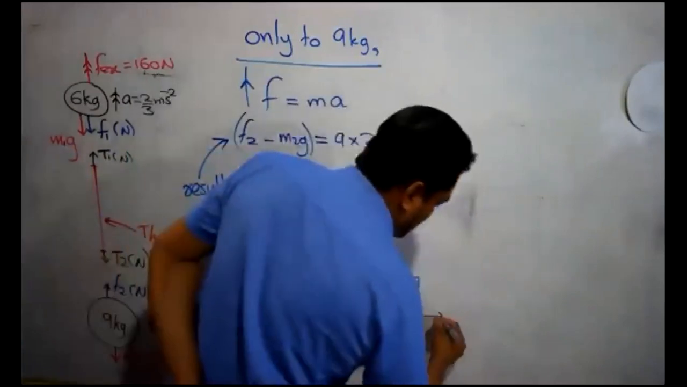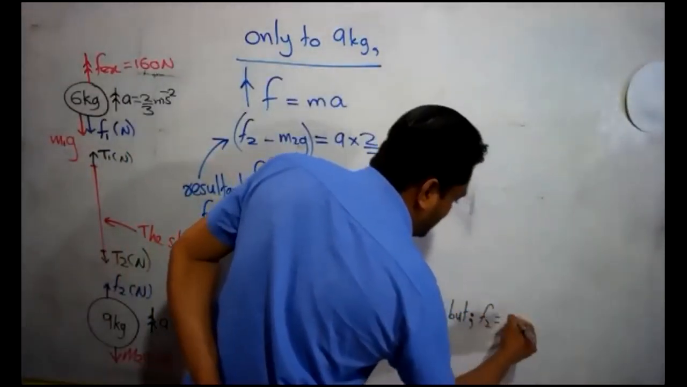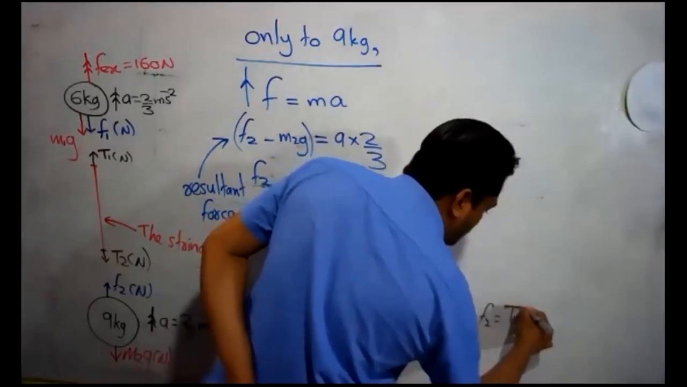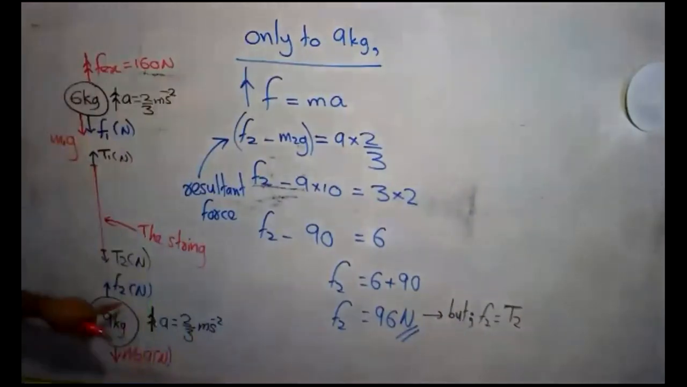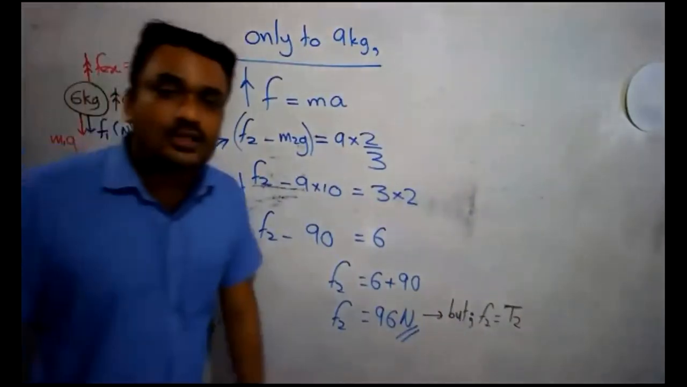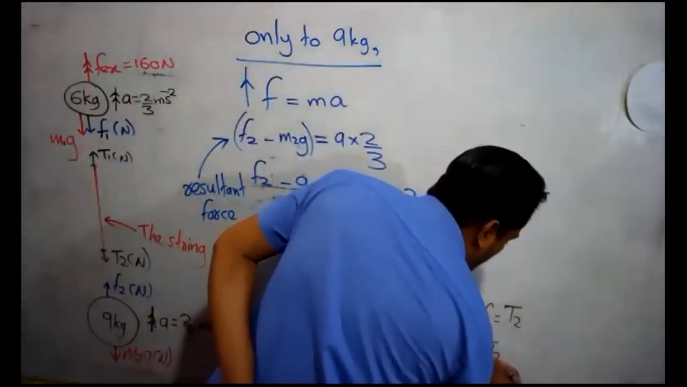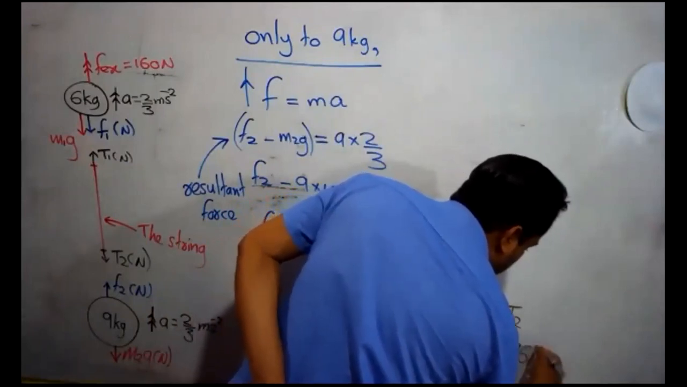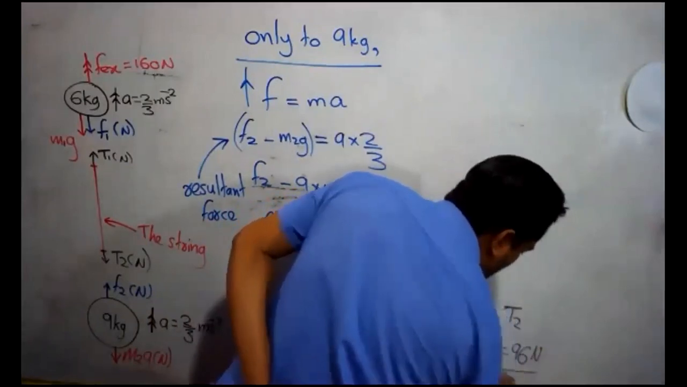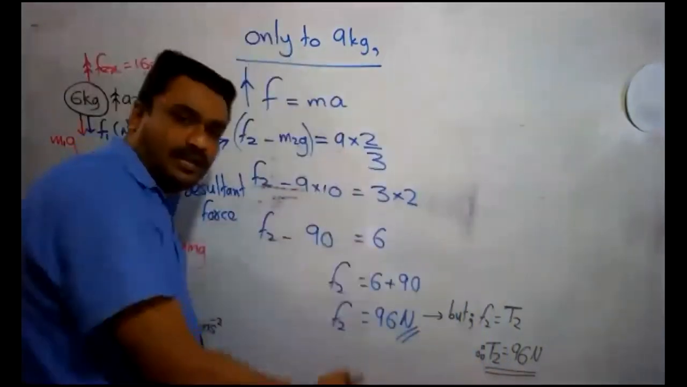But we know that F2 and T2 are action-reaction forces given by Newton's third law of motion. Therefore, if F2 is 96 Newton, T2 is also 96 Newton. So therefore, T2 equals 96 Newton.